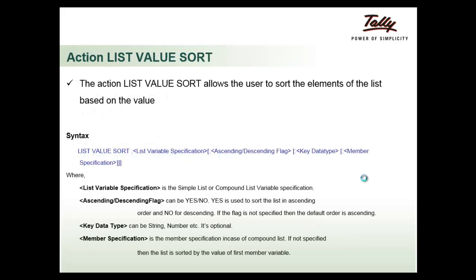So next we saw list value sort. This allows the user to sort the elements based on the value. In this list value sort, you give ascending or descending sort, you give the key data type and the member specification also. If there are two or more elements with the same value, then those elements are sorted based on their key. And in case those elements do not have a key, then the elements are sorted based on their insertion order.